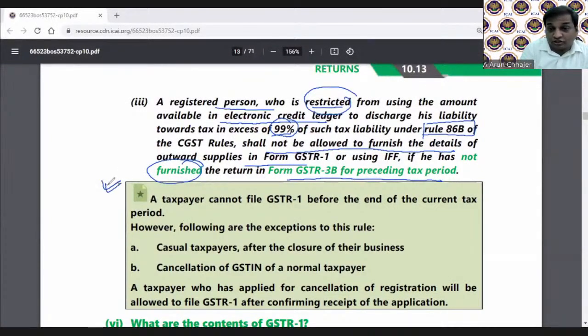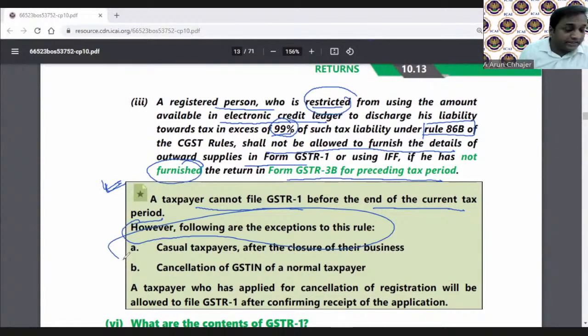Also, there is one question. A taxpayer cannot file the GSTR1 before the end of the current tax period. Is there any exception? See, normally, the GSTR1 would be filed only after the end of the tax period. For example, I am talking about monthly GSTR1. Once the month is completed, I can file the GSTR1. Or suppose I am talking about IFF, or quarterly GSTR1, I would be able to furnish it after the end of the quarter. Is there any exception? The answer is yes.